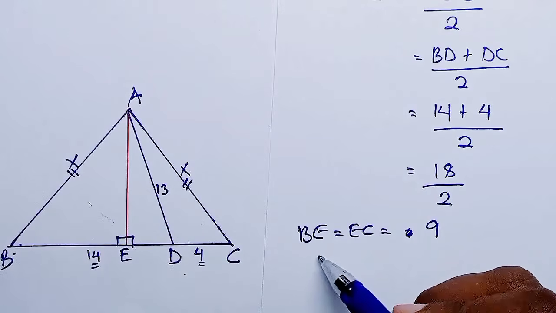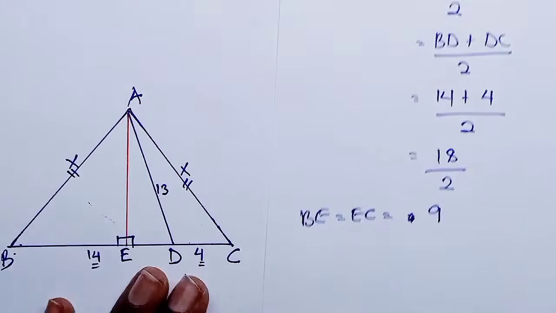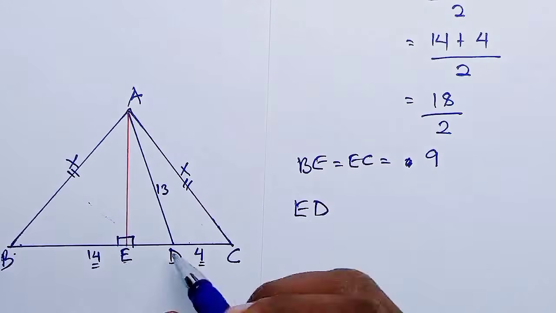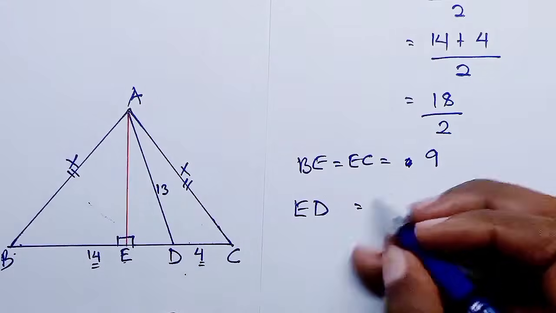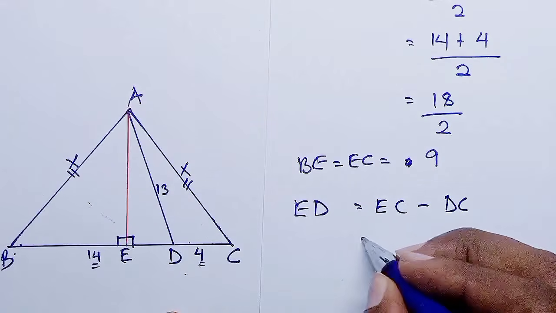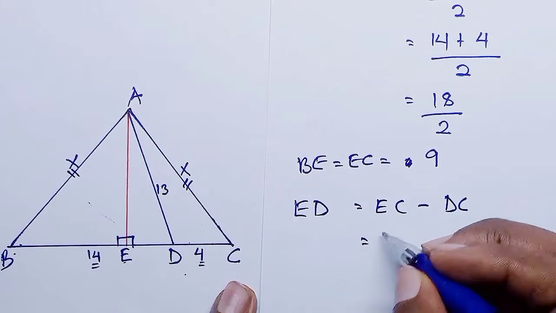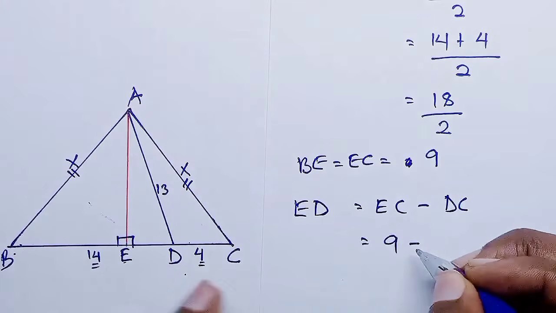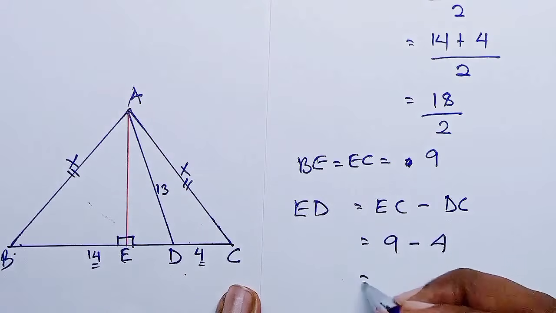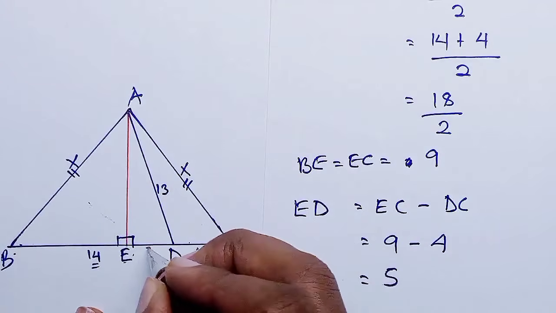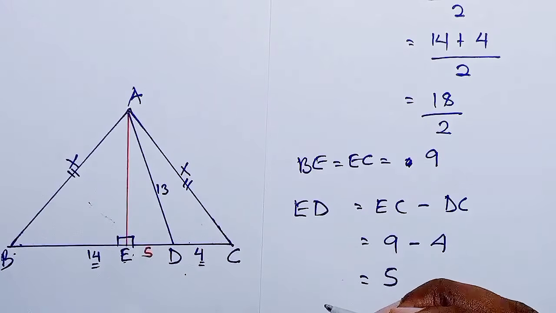Since we found EC, now we can find ED. So ED, this here, is equal to EC minus DC, which will be equal to, so EC is 9, we found it as 9, minus DC is 4, which is equal to 5. And therefore, ED is equal to 5.